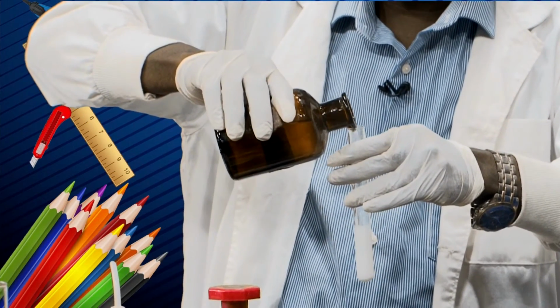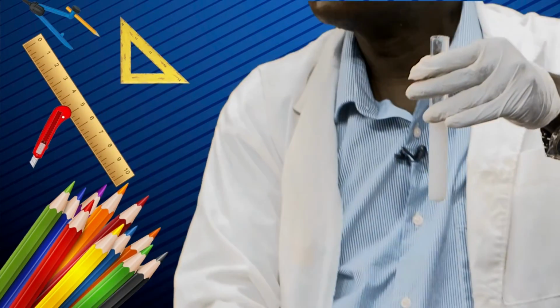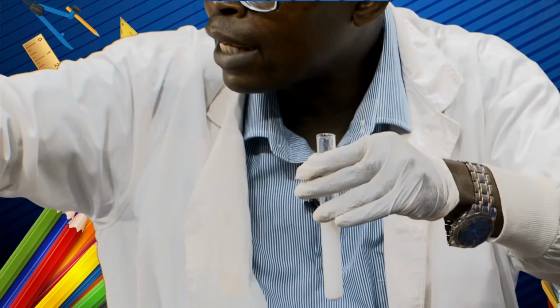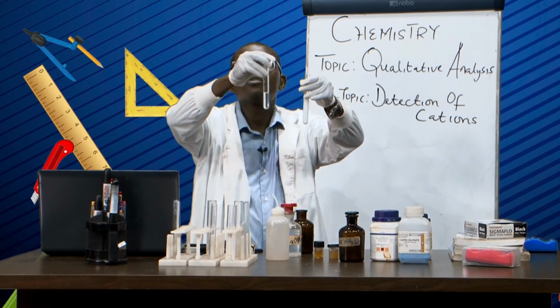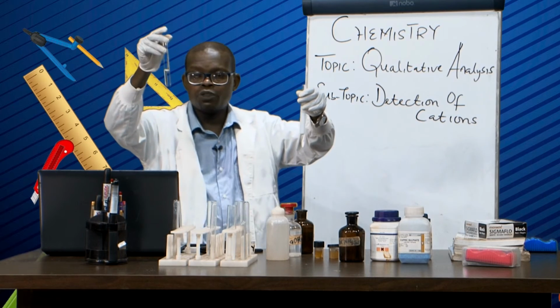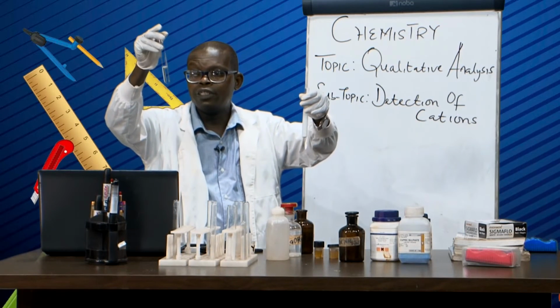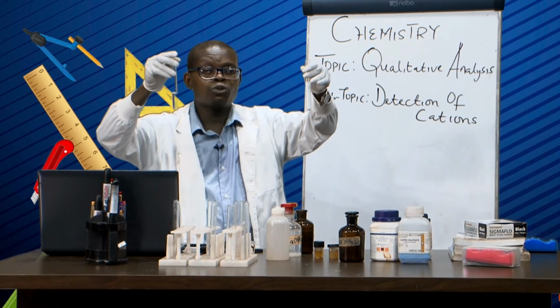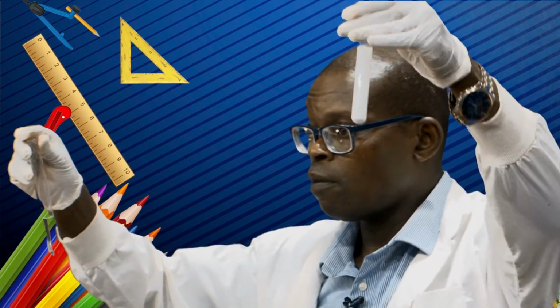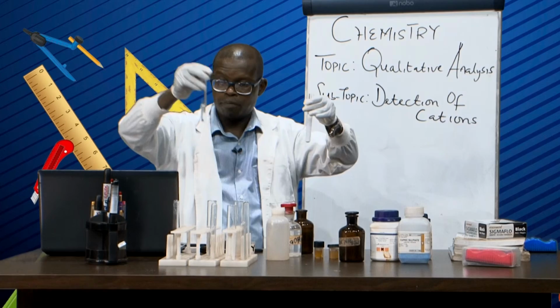Let's add it in excess. You see now that it's not giving you a clear solution, unlike this. This is when you add excess sodium hydroxide to lead salt. This is when you add excess ammonia to lead salt. Excess ammonia, excess sodium hydroxide.